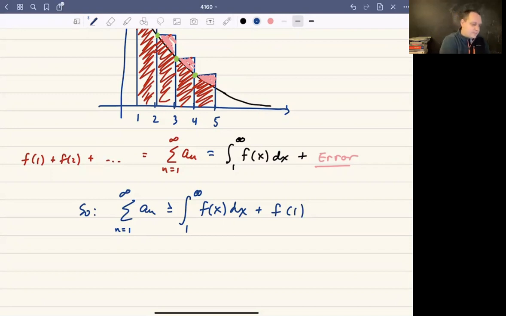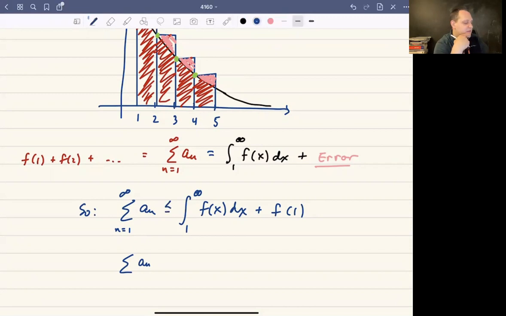On the other hand, this sum of a sub n is going to be, now maybe I have this inequality backwards. Sorry, yeah, this is going to be less than or equal to the integral of f from 1 to infinity plus f of 1.